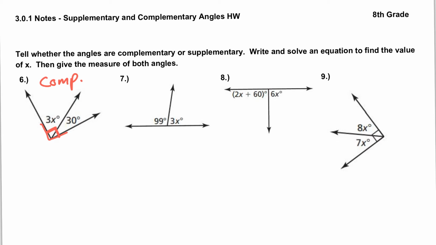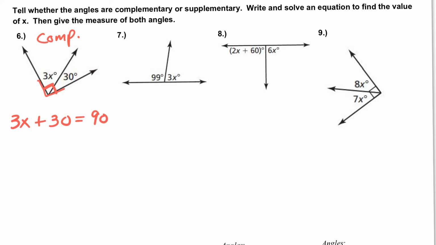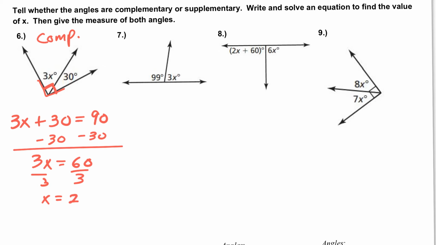So if we want to write that equation that says they're complementary, complementary means two angles add up to 90 degrees. So we're going to take 3x, we're going to add the second angle, which is 30. So if we add those two angles together, since they're complementary, it's going to equal 90 degrees. Now we want to show our steps to solve here. So our first step would be to subtract 30 from both sides. We get 3x is equal to 60, and if we divide both sides by 3, we get x is equal to 20 there.